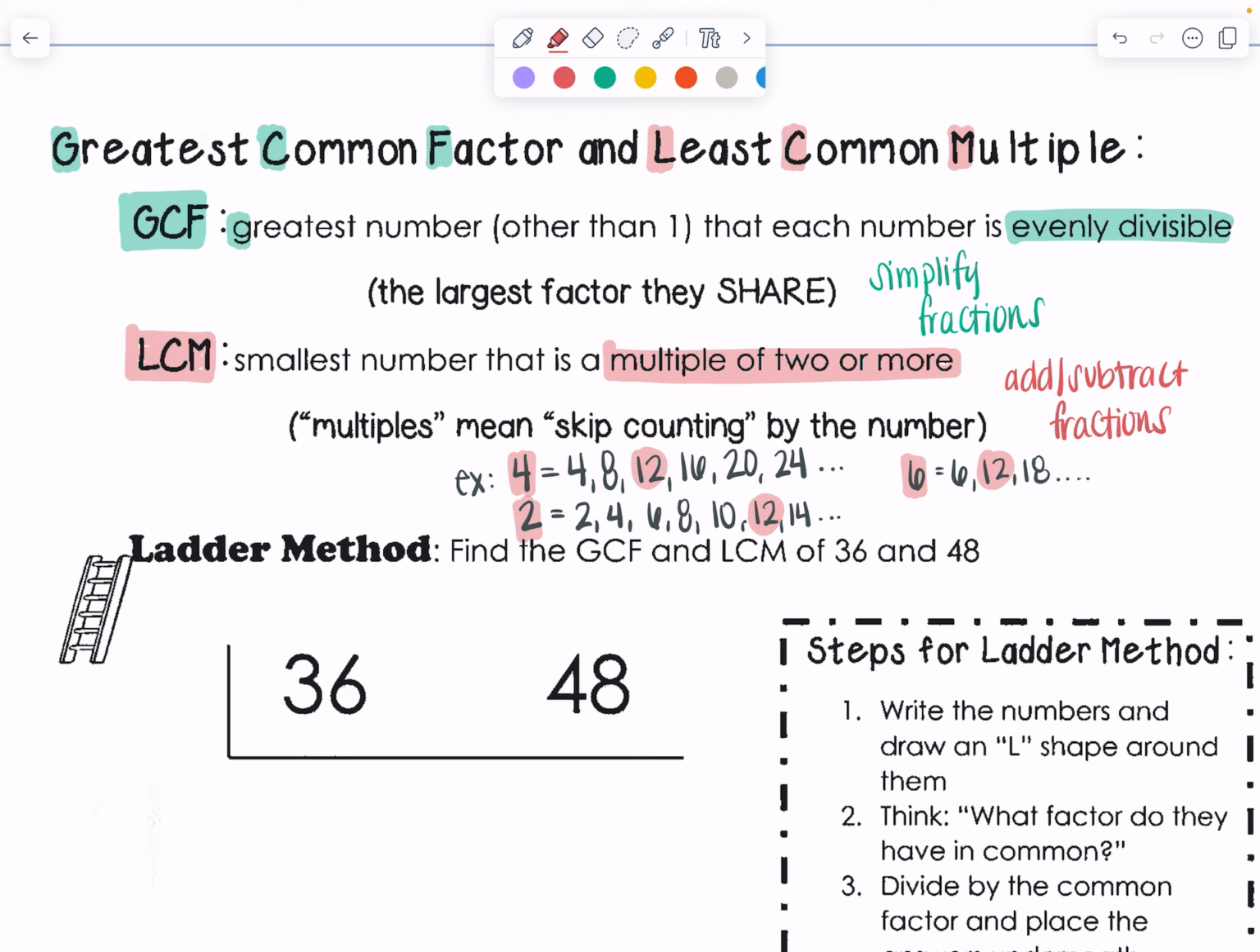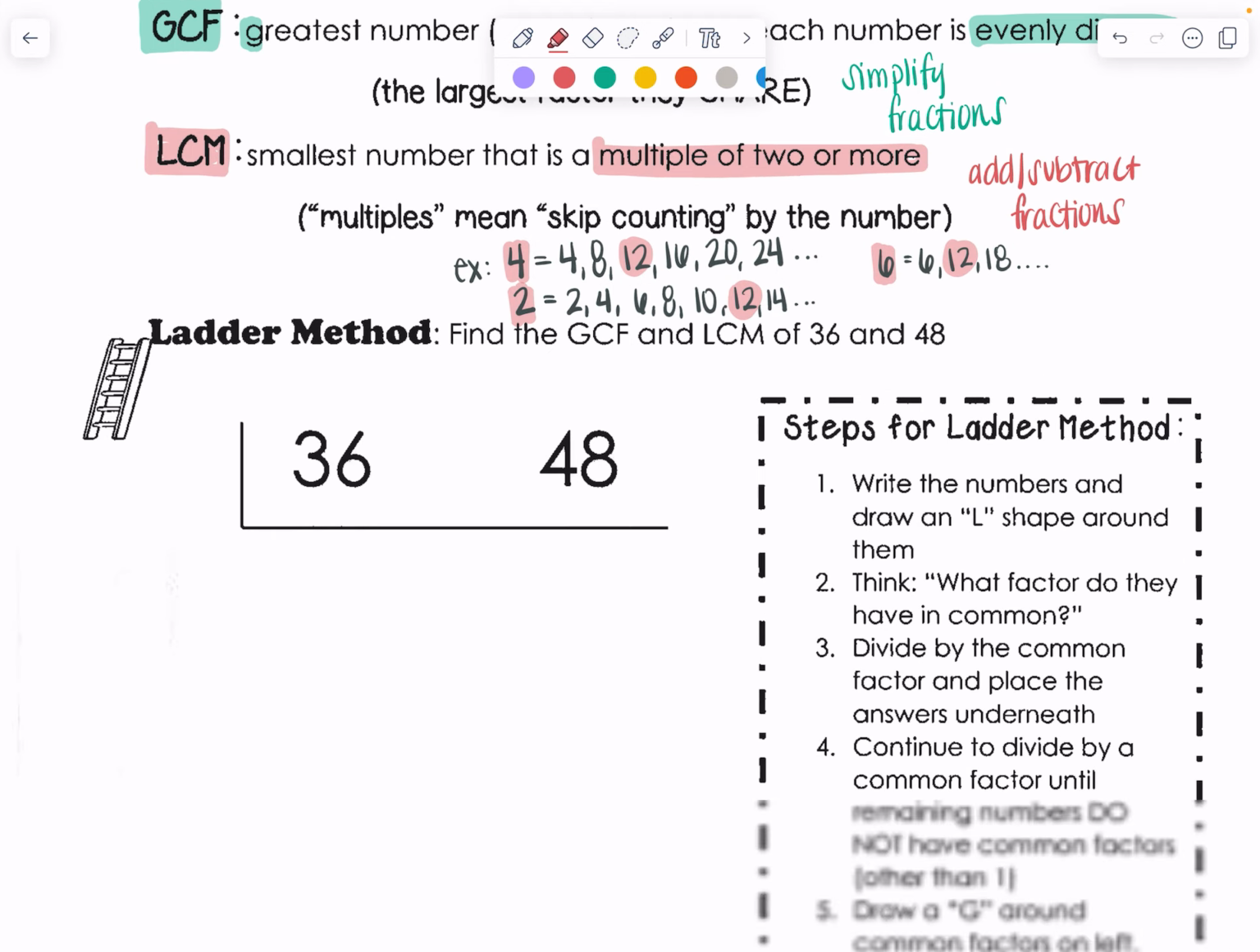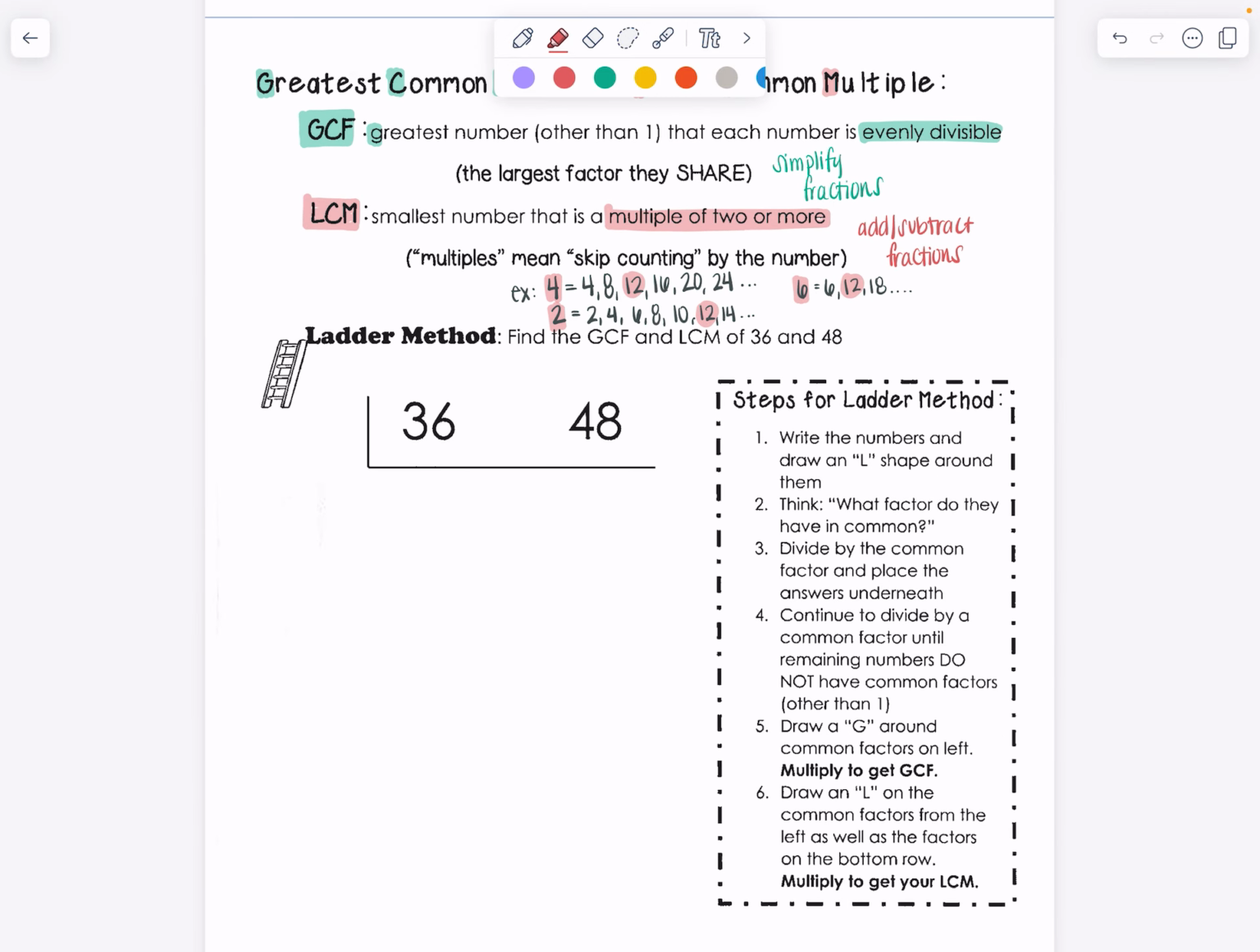Now, as the numbers get larger or less easy, if you will, we're going to want a better method, because for something like 36 and 48, I don't want to list all of those off to find the least common multiple. So we have this thing called the ladder method. I really like the ladder method because it's going to give you the LCM and the GCF with one method. You don't have to do two separate things. So write the numbers and draw an L shape around them. Check. That's what we've got already.